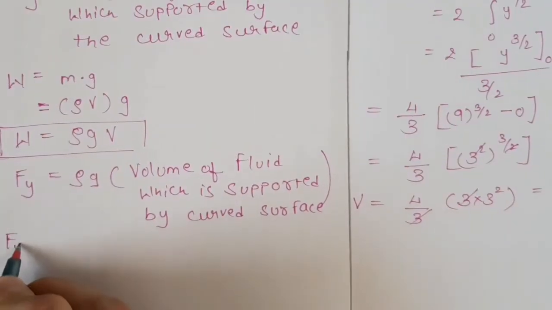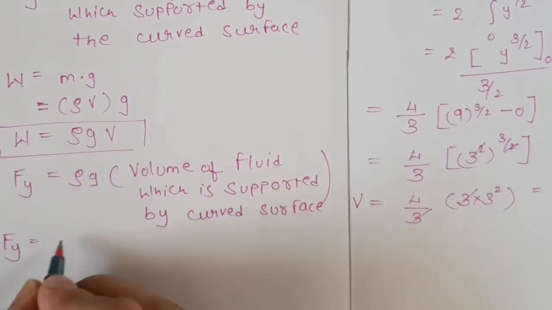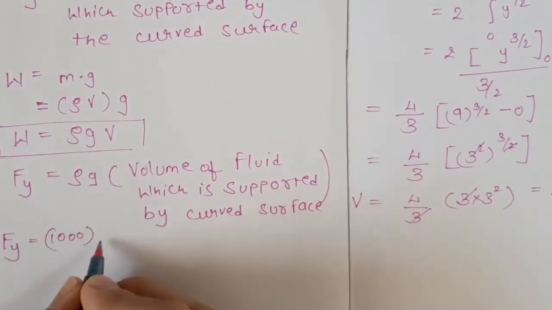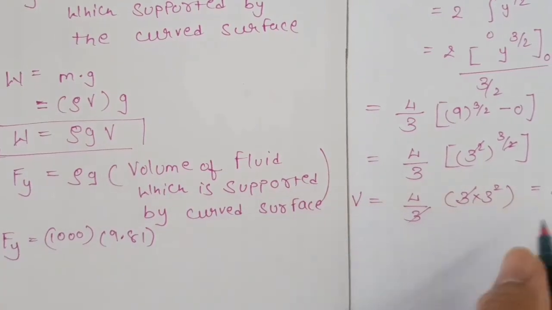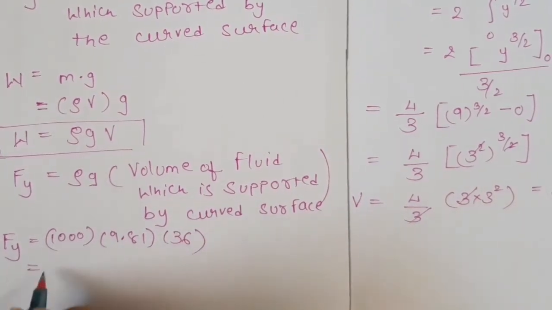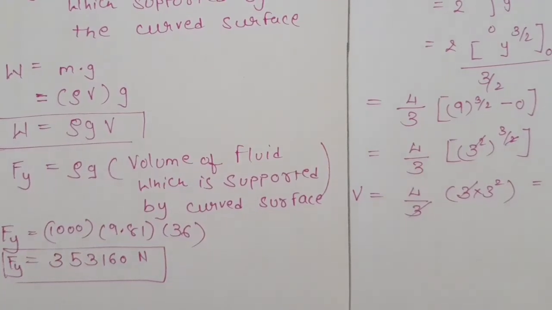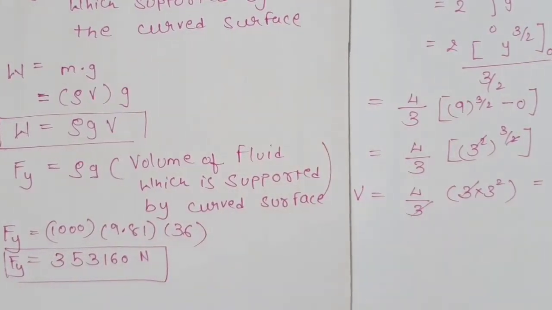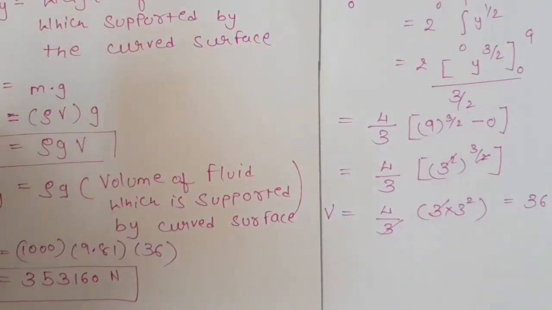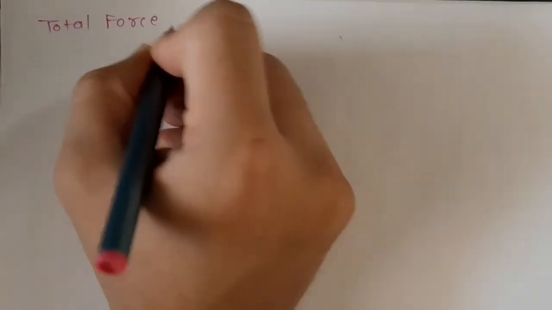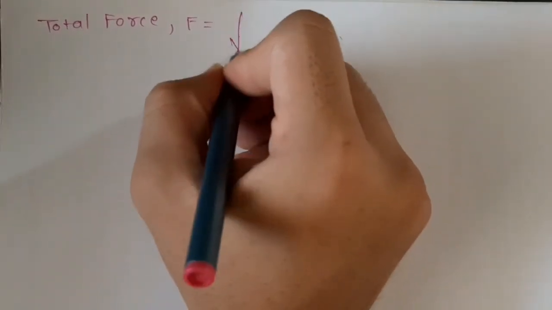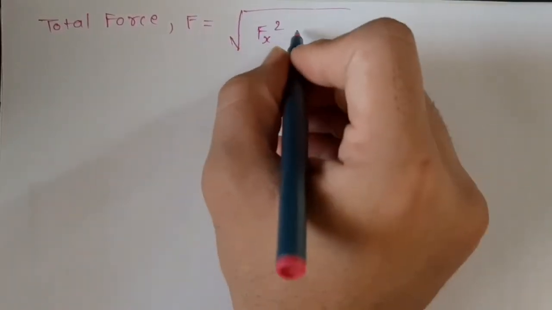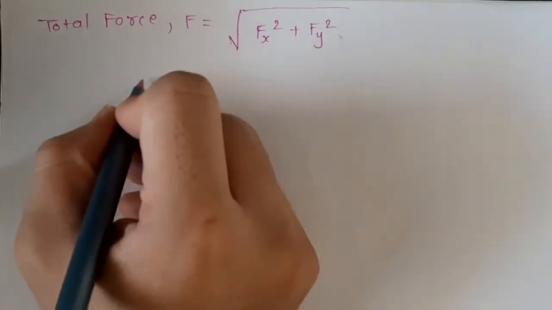So now Fy is equal to rho g into volume. So it is 1000 into g, which is 9.81, into volume, which is 36. Now if you calculate on the calculator, you will get Fy equals 353160 Newton. Okay, so now we will calculate the total force acting on the curved surface. The total or resultant force is given by F equals the square root of Fx square plus Fy square. This is the magnitude of the resultant force.